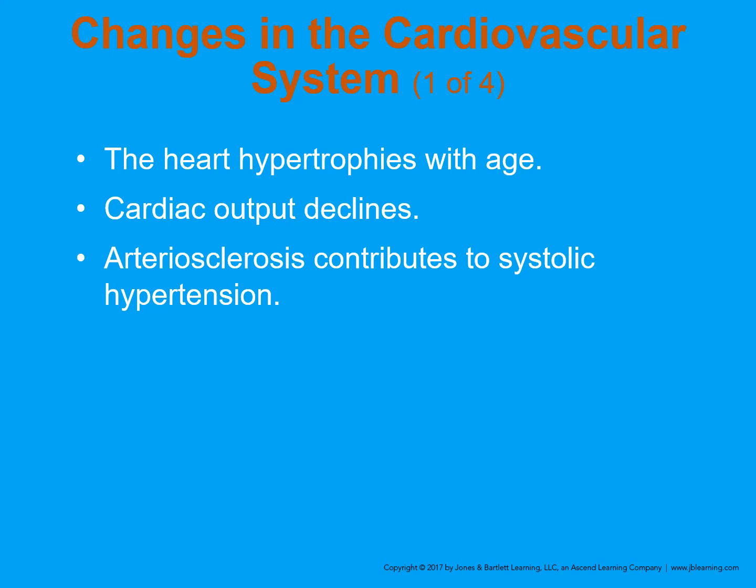Cardiac output declines. Arteriosclerosis contributes to systolic hypertension. Let's think. What's arteriosclerosis? Atherosclerosis. You put an F in front of it, it becomes fat, right? So that is the one caused by plaque and buildup inside the veins and arteries. Arteriosclerosis is the hardening of the arteries.